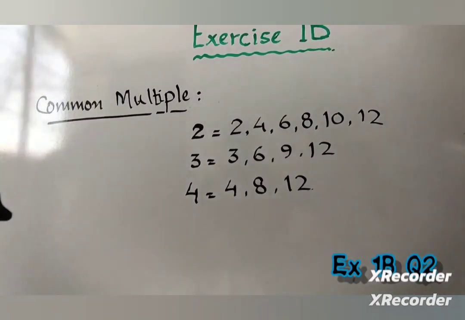Bismillahirrahmanirrahim. Coming forward to the exercise 1B question number 2, that is we have to find the least common multiple. First of all, we should know what is common multiple.